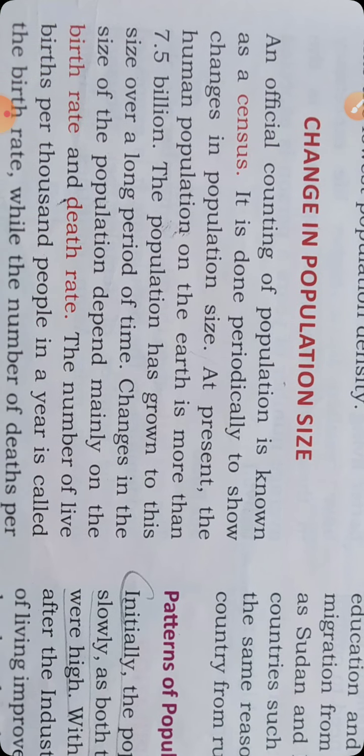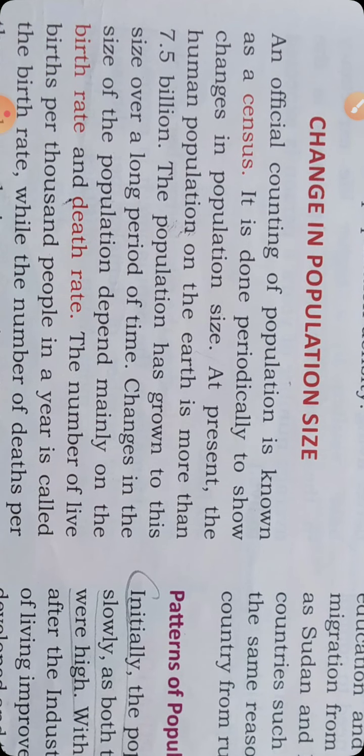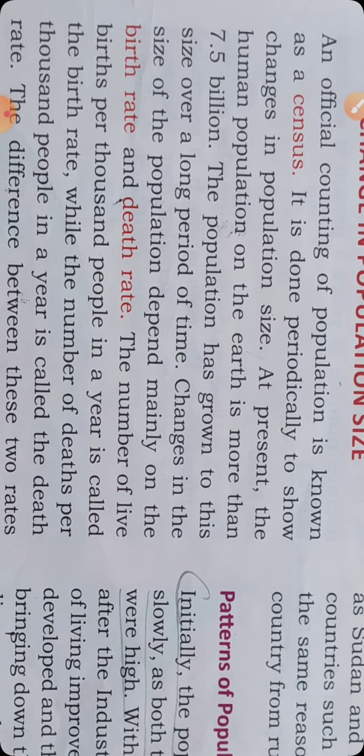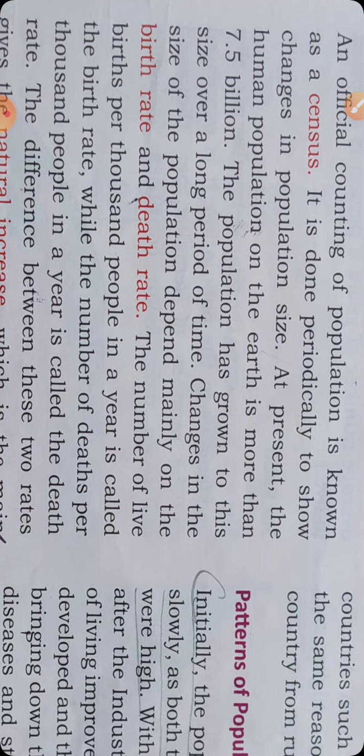Now, let us see change in population size. An official counting of the population is known as a census. Underline, it is an important definition. What is a census? An official counting of population is known as a census. It is done periodically to show the changes in population size. At present, the human population on the earth is more than 7.5 billion. The population has grown to this size over a long period of time.